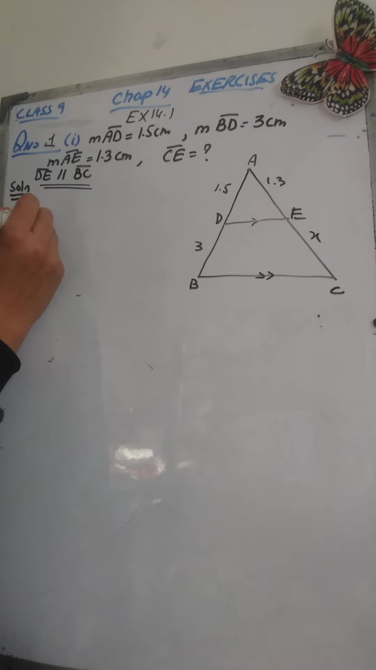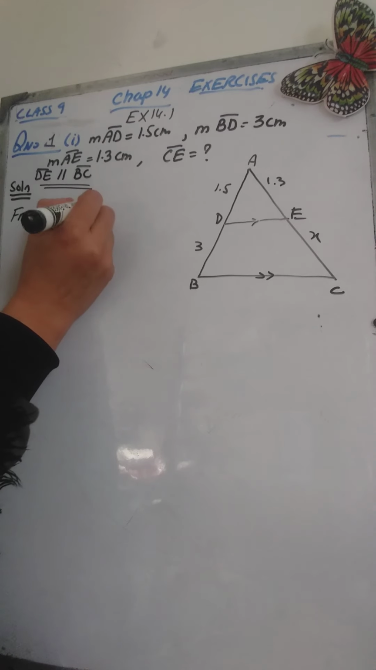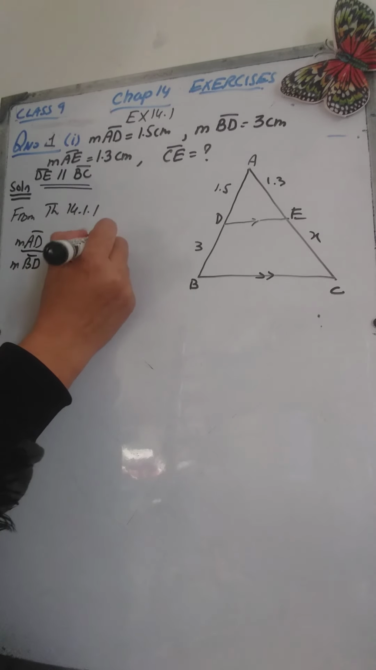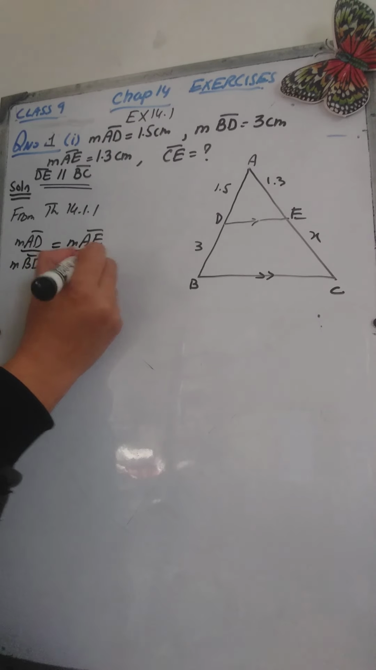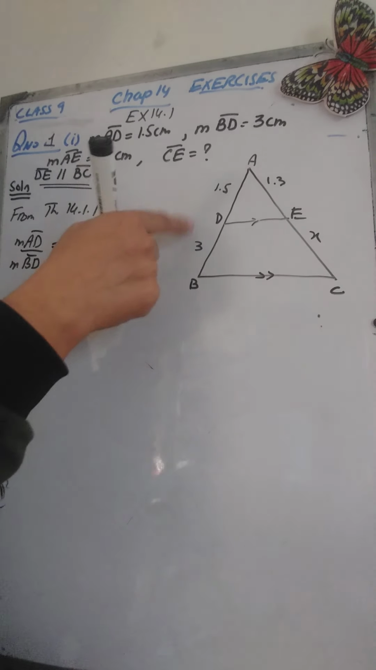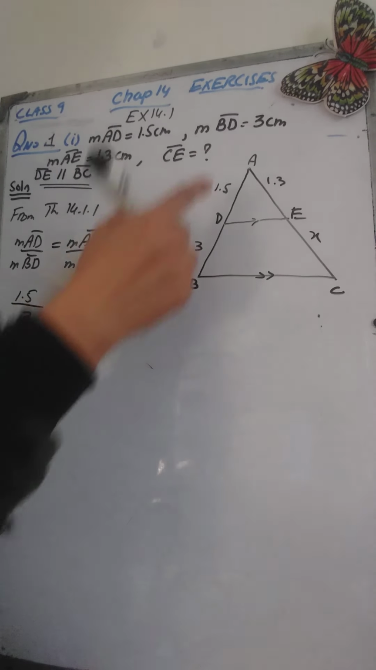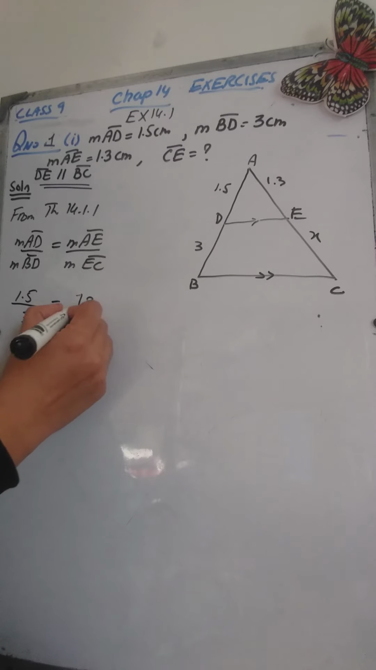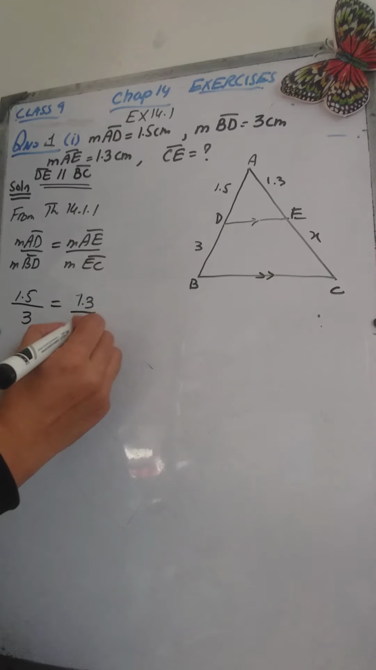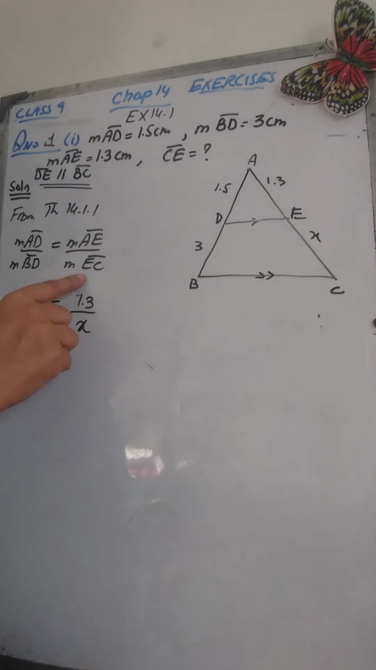So from theorem 14.1.1, measurement of AD over measurement of BD is equal to measurement of AE over measurement of EC. Now AD is 1.5 over BD is 3, and AE is 1.3, and let us suppose that EC equals x, the unknown segment. Put it over here. Now from here we can easily find EC by solving this equation.